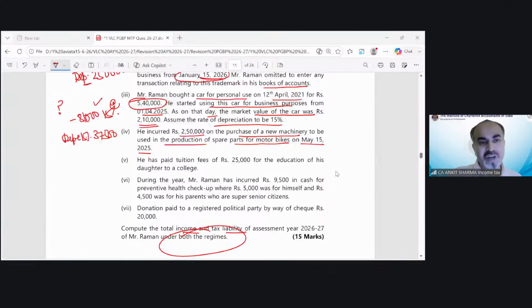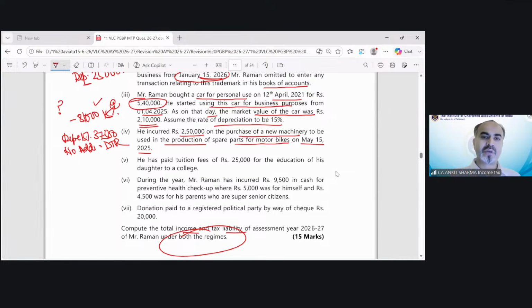So no additional debt under default tax regime. Next, he's paid a tuition fee, that is for deduction purpose. During the year, Raman has incurred rupees 9,500 in cash for preventive health checkup. That is again for deduction. This is a political party donation, which is also for deduction.